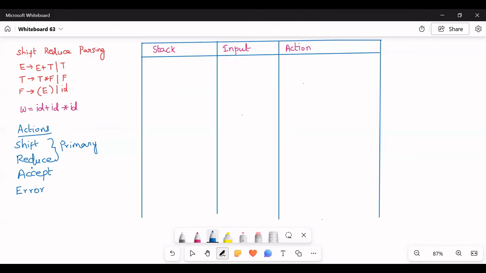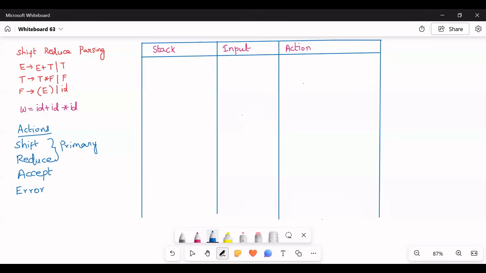So whenever we have a handle, we need to do the reduce action. Whenever the stack contains a handle, it means the string on the stack matches the right hand side of one of the productions. If it is matched with the right hand side of any of the productions, it should be replaced by, or reduced to, the left hand side of the production. The symbol on the left hand side replaces it, therefore it is called the reduce action.